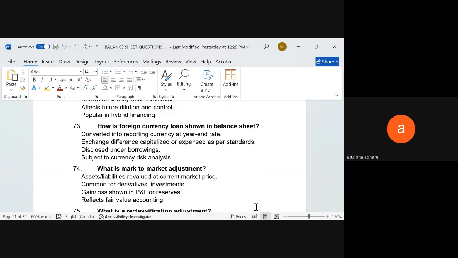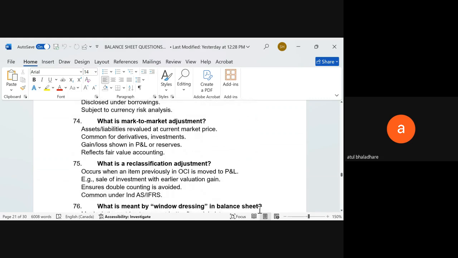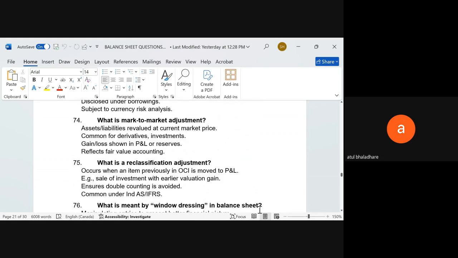Question 74. What is mark to market adjustment? Assets and liabilities revalued at current market price, common for derivatives and investments, gain or loss shown in profit and loss or reserves, reflects fair value accounting.